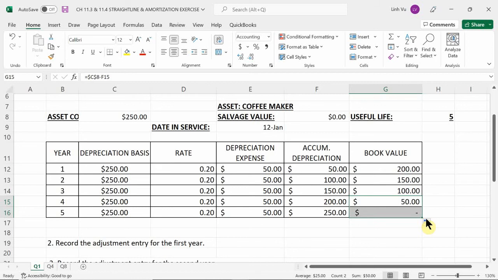No. Why? Because the book value is less. Less than what? The salvage value. Well, what is my salvage value supposed to be? 0. So in this case, it's correct, right? My book value does equal my salvage value at the end of the useful life. So in this case, this is correct.